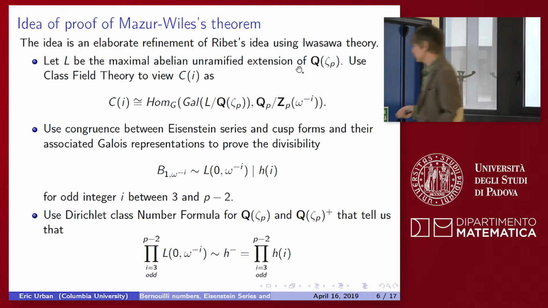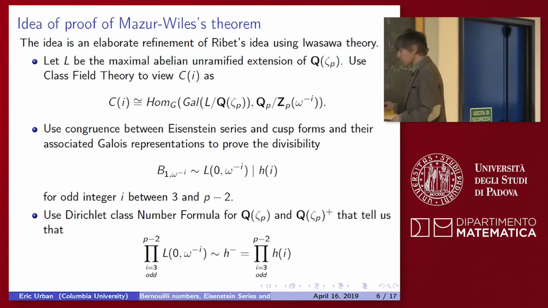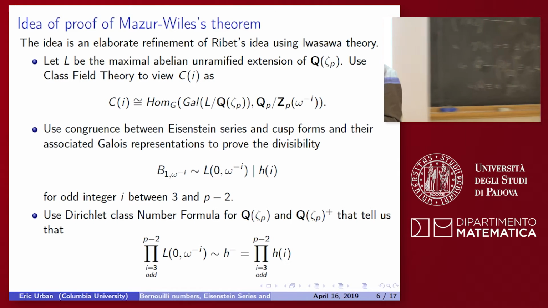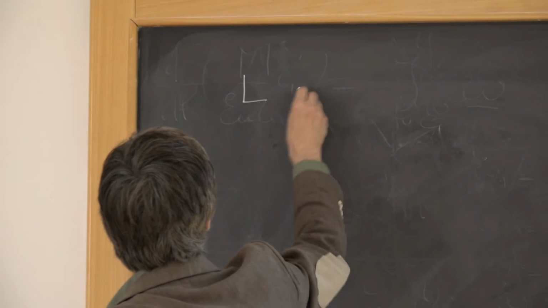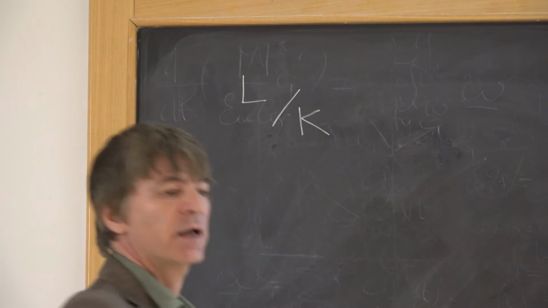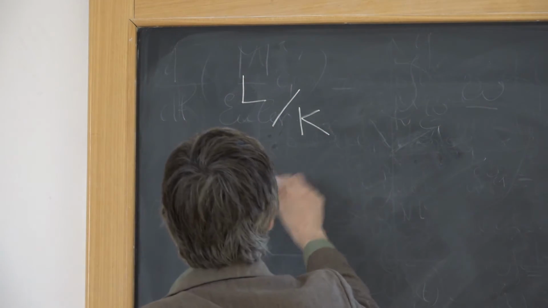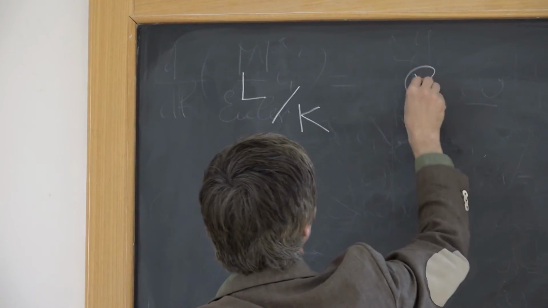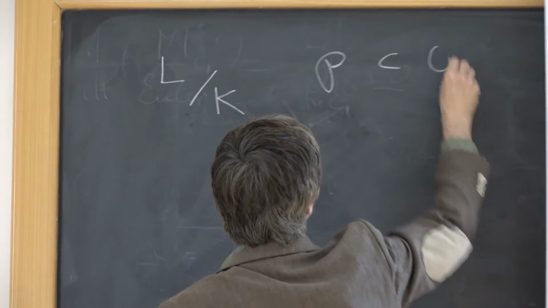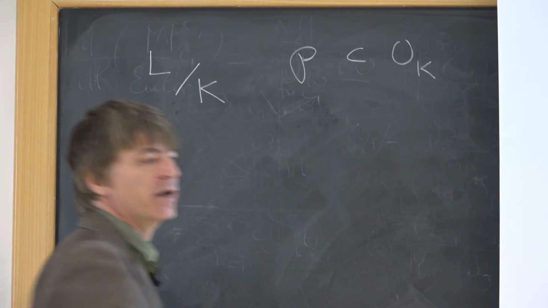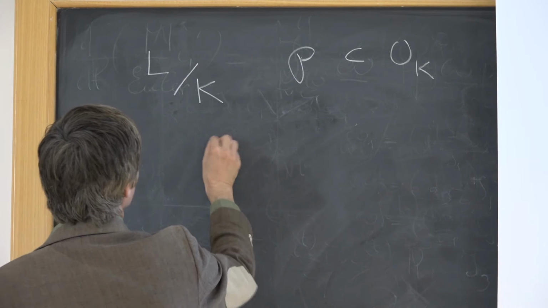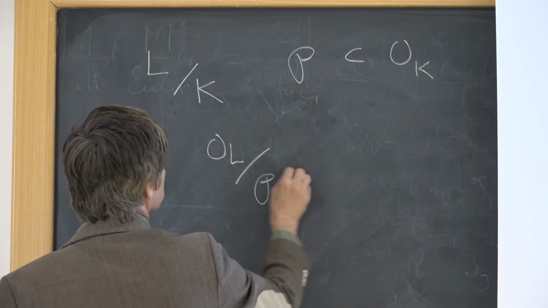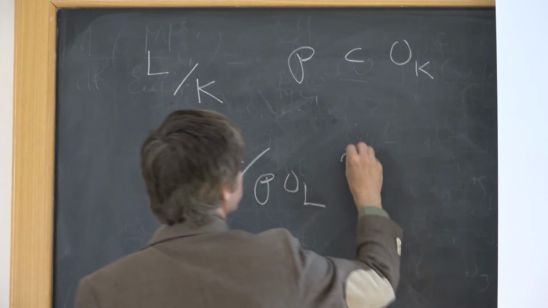So what does unramified mean? If you have an extension of fields L over K, and you have P a prime ideal in O_K, where O_K is the ring of integers of K, saying this is unramified means that if you look at O_L modulo P O_L, this has no nilpotents.